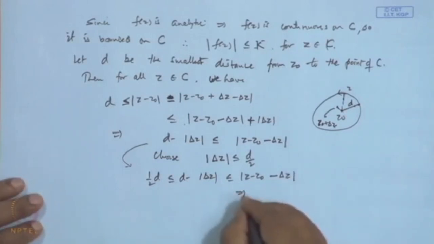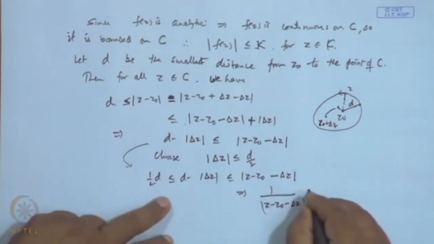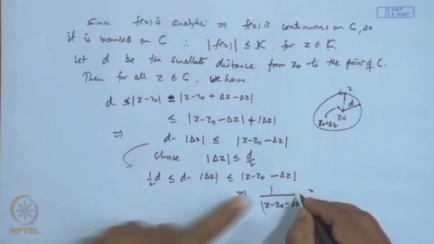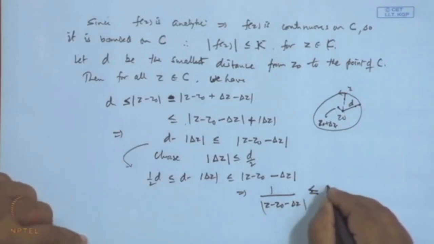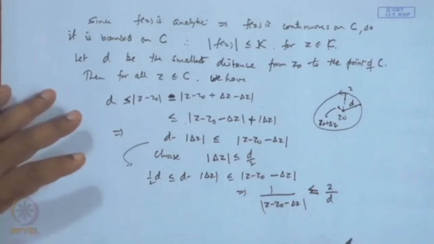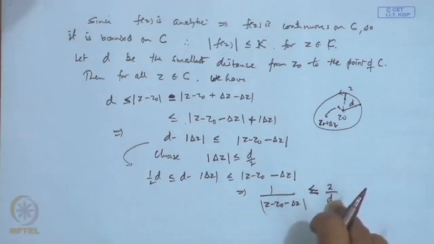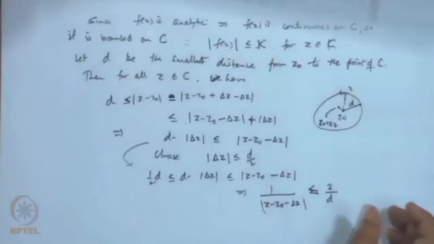Therefore, from here what we get is that 1 over |z − z₀||z − z₀ − Δz| is greater than this, so 1 by this is less than or equal to 2 by d. That is important. Now we use this for the third part, because we wanted this third term to tend to 0.